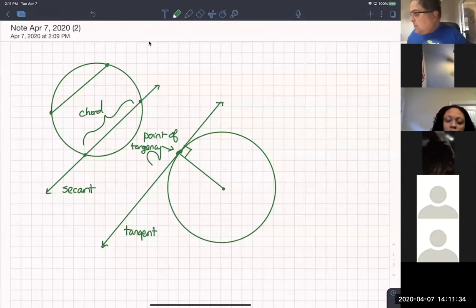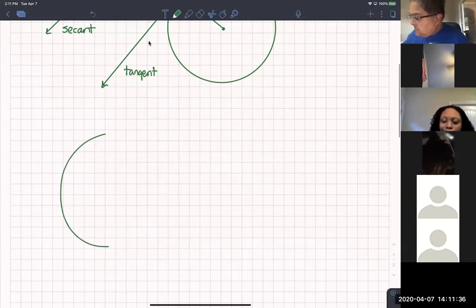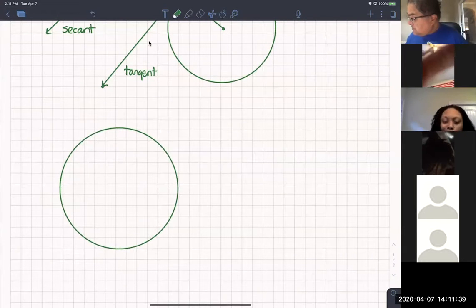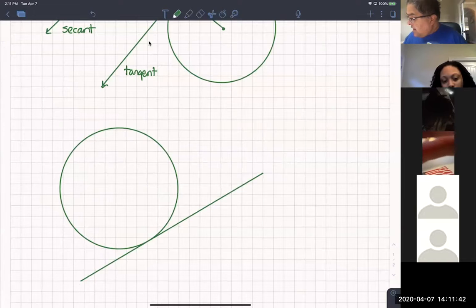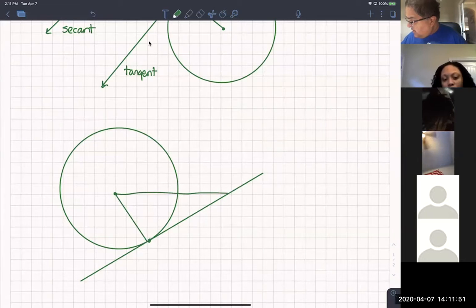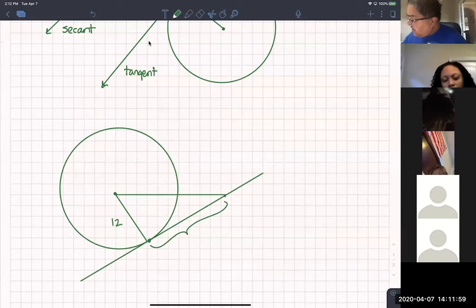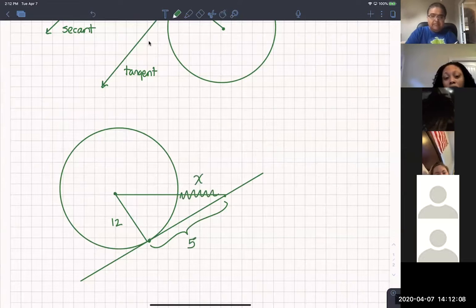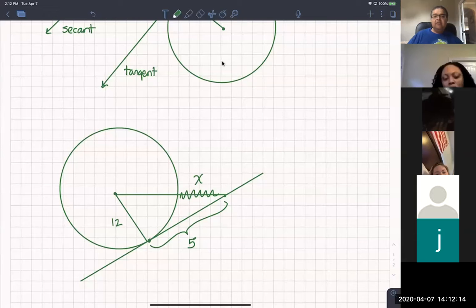So that brings up a pretty interesting question. What if I had a circle and a tangent to that circle, and I knew the radius was, say, 12. This length on the tangent is 5. What would this piece right here be? How would we figure that one out? Any takers?